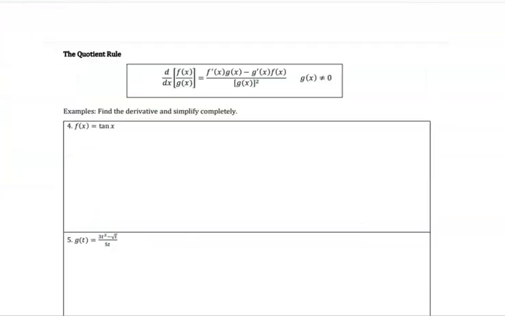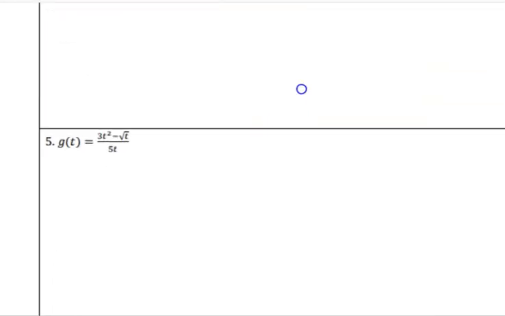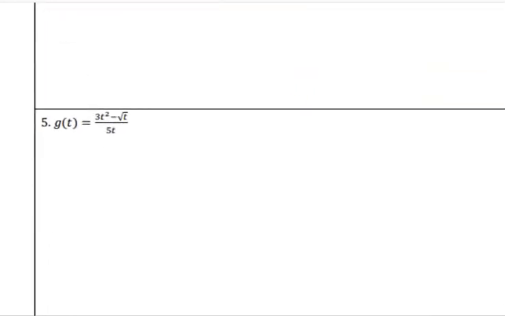Now we had already looked at example 4 in class together, so let's look at example 5. This time we are now using the quotient rule. I need to still start off by identifying f and g. F is whatever is in your numerator. So our f is 3t squared minus t to the 1/2. I did not write the square root of t. I just went ahead and rewrote that as t to the 1/2. G is what's in your denominator, so our g is 5t.